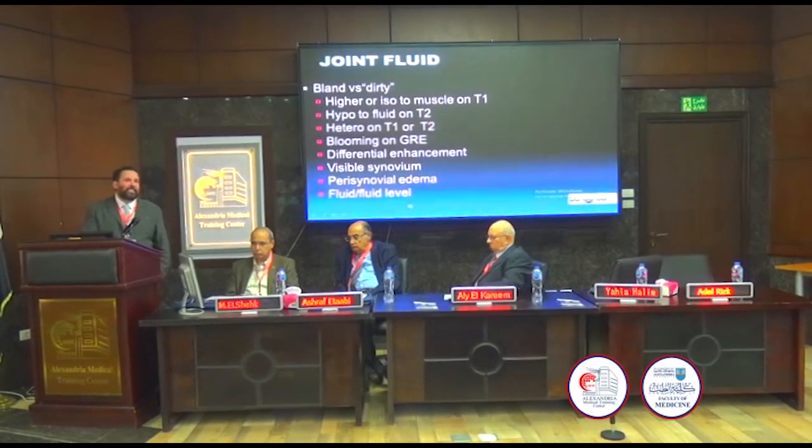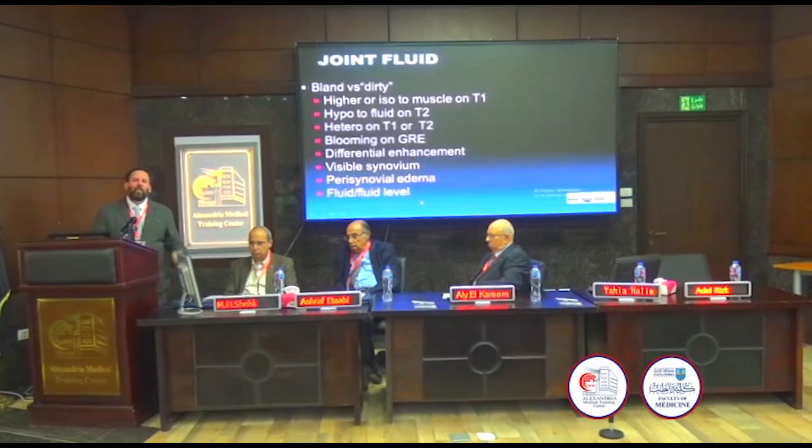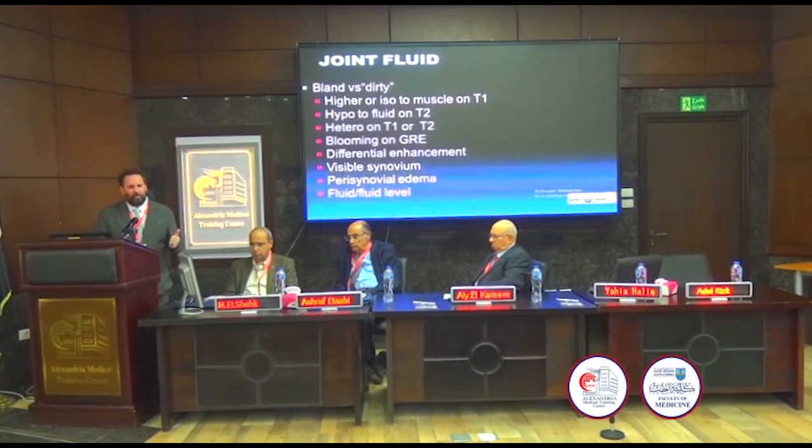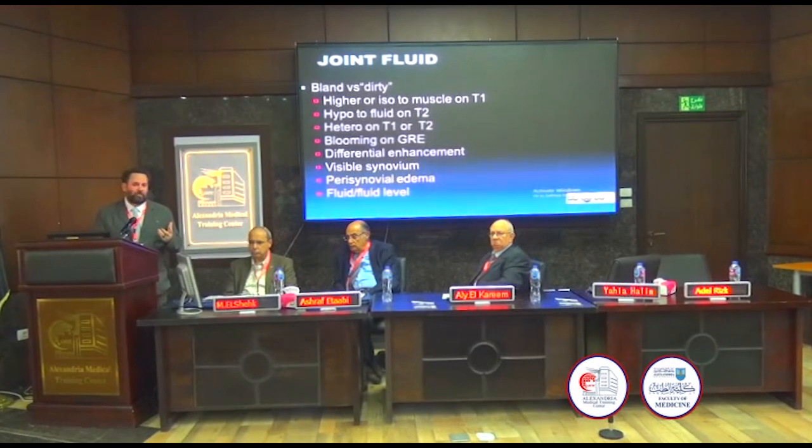So what are our criteria for a dirty effusion? Fluid should normally be hypo-intense to muscle on a T1 weighted image. If it's not, that's a sign of blood or protein. It should be the brightest thing on your image on a T2 weighted image, like a vein, usually the brightest thing. It should be homogeneous. It should be bland, boring, nothing to see here. It should have no visible synovium.